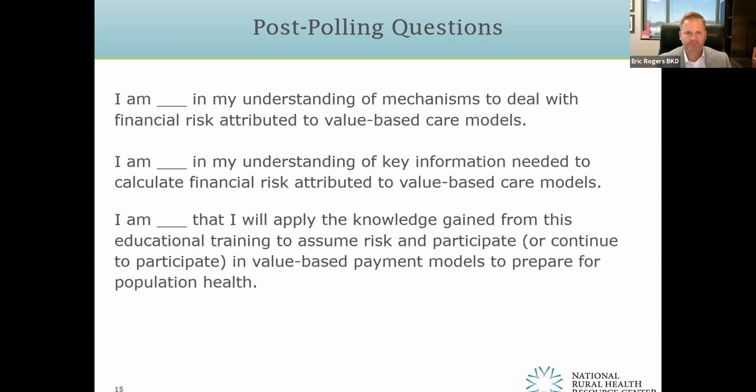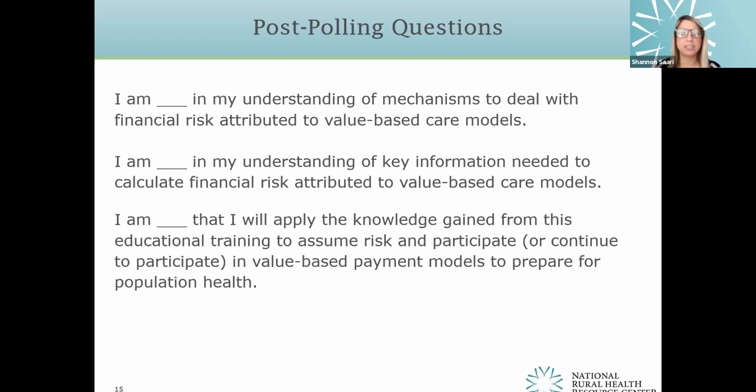Thank you. Please pull up the second polling question. I am confident to unconfident in my understanding of key information needed to calculate financial risk attributed to value-based care models. So 5% are confident, 50% are somewhat confident, 25% are neutral, and 20% are somewhat unconfident.